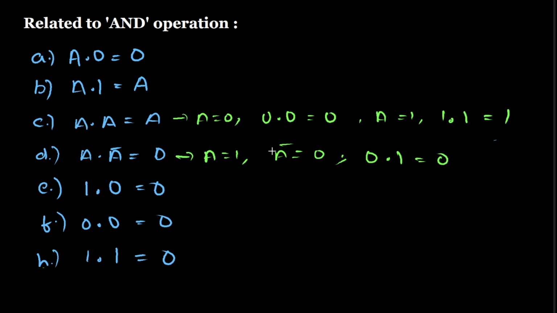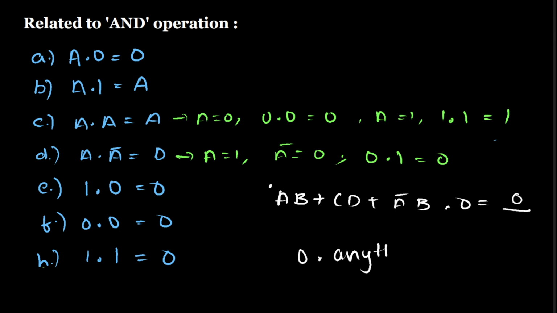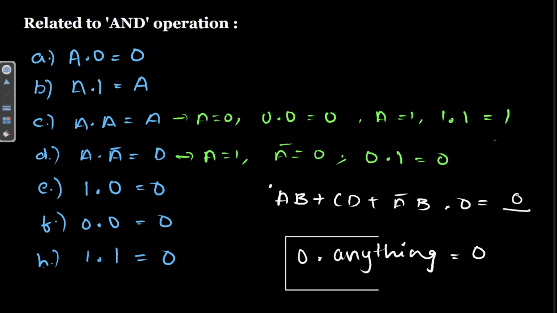So I am going to give a simple question related to this one. If I am having something like AB plus CD plus A bar B into 0, what can you write? You can directly write 0. Since 1 plus anything is equal to 1, similarly 0 into anything, my answer will always be equal to 0. This is the most important one in AND operation.